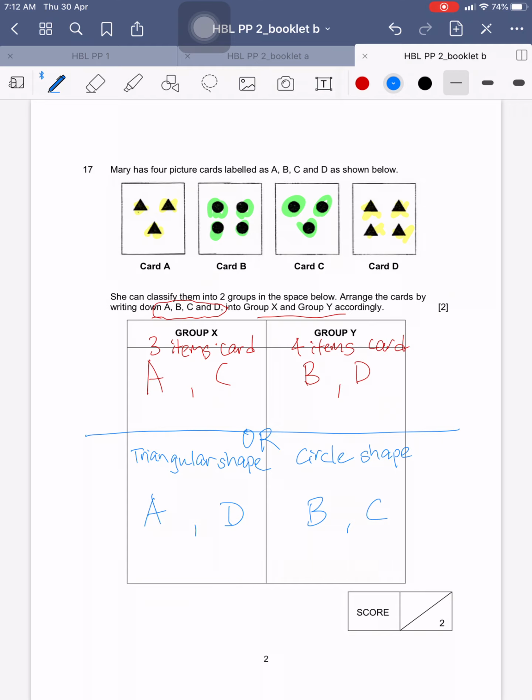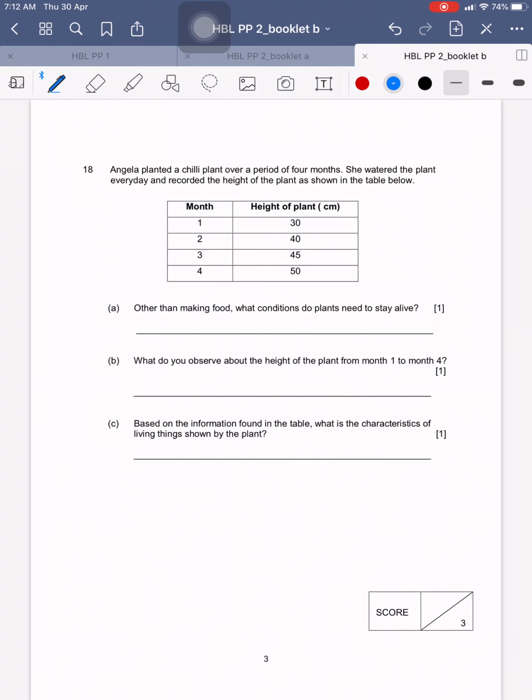Okay, next. Now question 18. Angela planted a chili plant over a period of 4 months. She watered the plant every day and recorded the height as shown in the table below. Now we know that living things, they can grow. So we should expect the height of the plant to increase. Alright? Because the plants are growing.